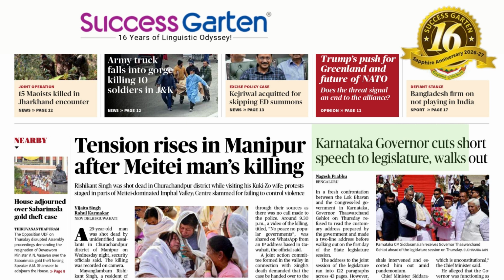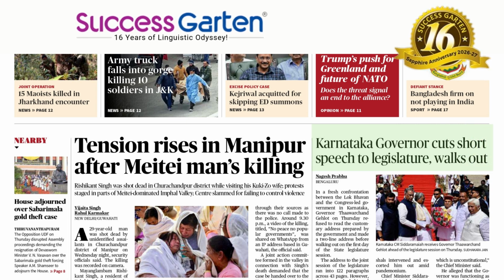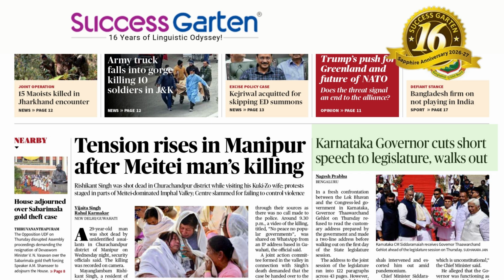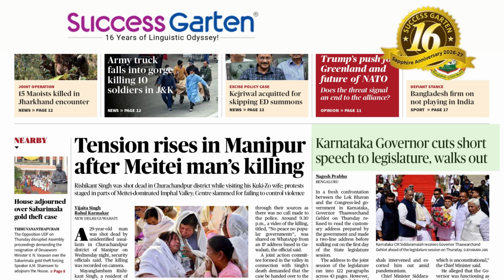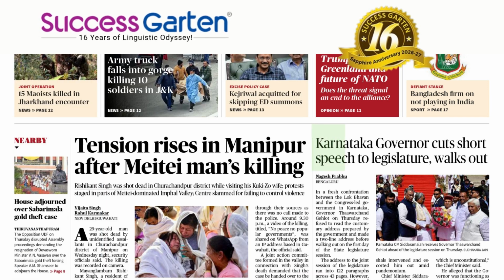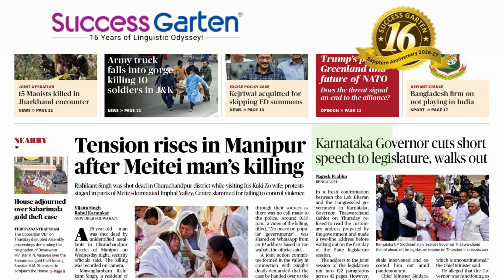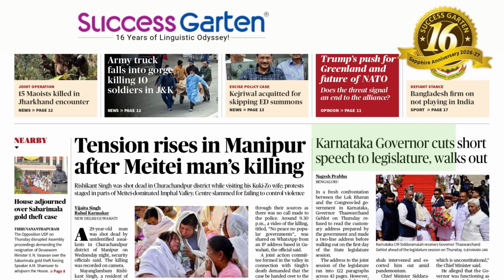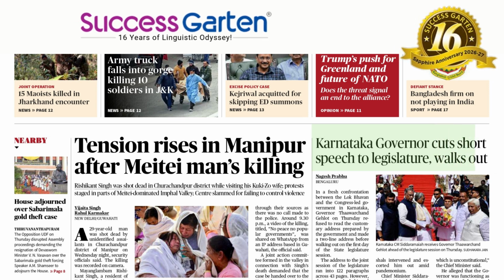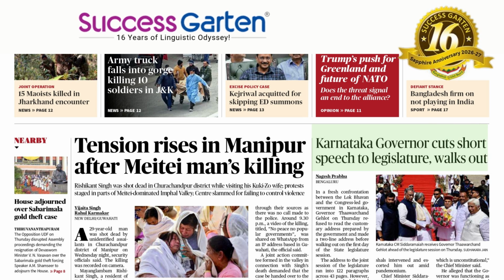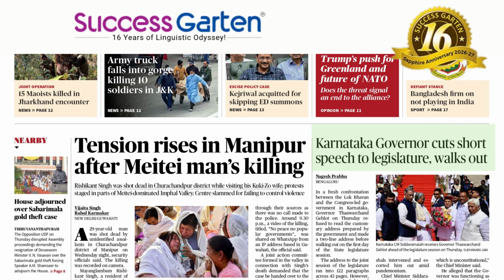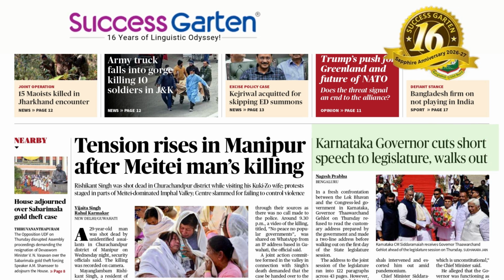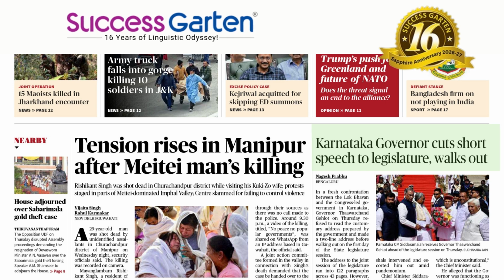He cuts short. When you cut short, cut, C-U-T. Here we can see the letter C has got a hard K sound. Cut, to reduce something. Cut short. Speech, S-P-E-E-C-H. Speech is a noun from the verb speak. The long E is very prominent. Cut short speech to legislature.